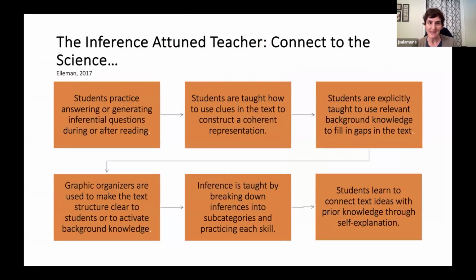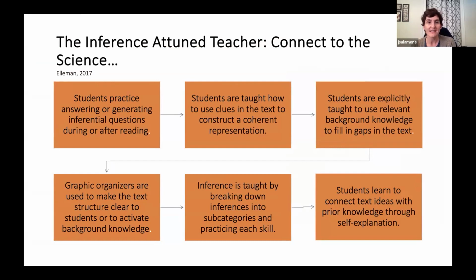So Nancy just mentioned Amy Elliman, and this comes from that study where they were looking at a multi-strategy inference intervention, and it was really designed for students in middle grades, struggling readers. But what was able to be gleaned from this were these recommendations and considerations that the inference-attuned teacher should take into mind as they are planning.